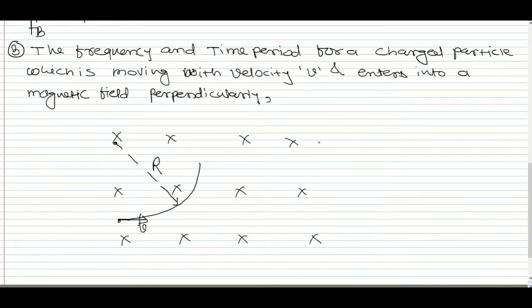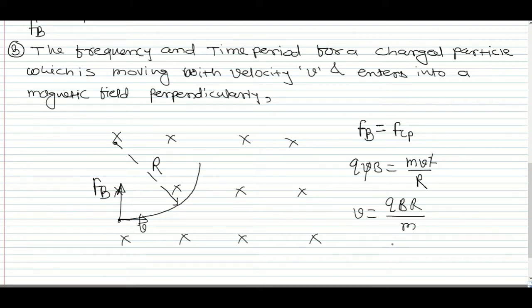And what is the time period? That is what we have to calculate: time period and frequency. Now, who is providing the necessary centripetal force over here? It is the magnetic force which is providing the necessary centripetal force. So the magnetic force is equal to the centripetal force. The magnetic force is qvB, and the centripetal force is mv square by r. So one v cancels, and v is equal to qBr by m.